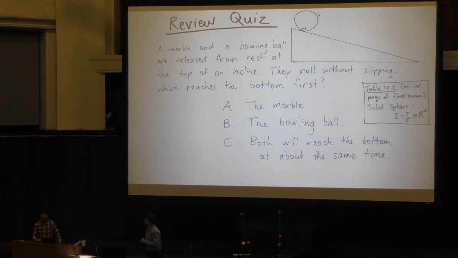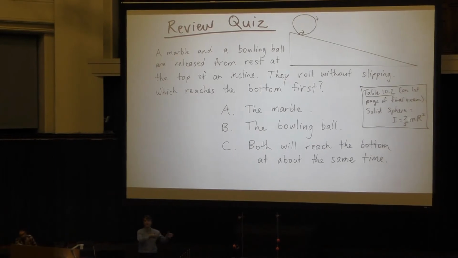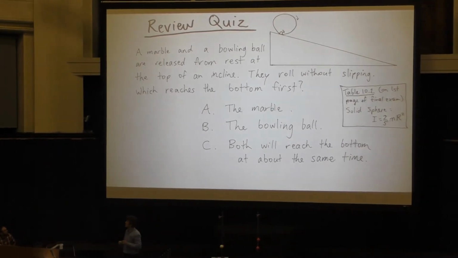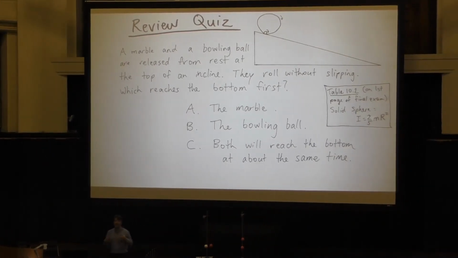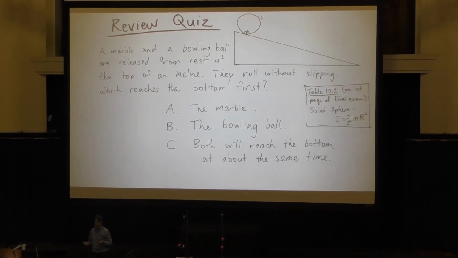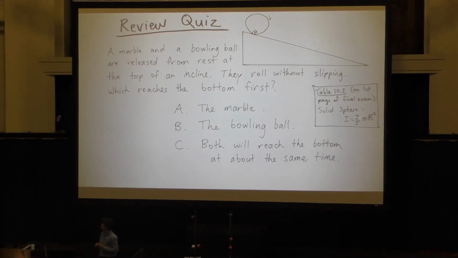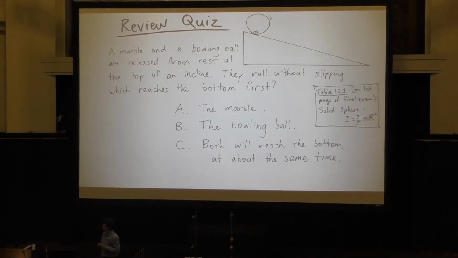A marble and a bowling ball are released from rest at the top of a hill. It's one of these races, like we did those soup can races, at the top of an incline, and they both roll without slipping. Which reaches the bottom first? And in both cases, I think the rotational inertia for a solid sphere is I equals 2/5 mr squared. But they have very different masses.